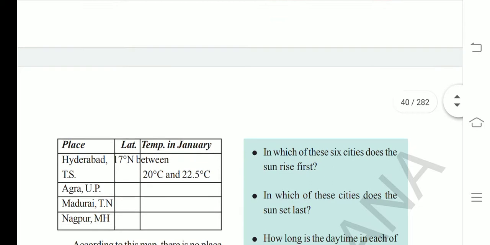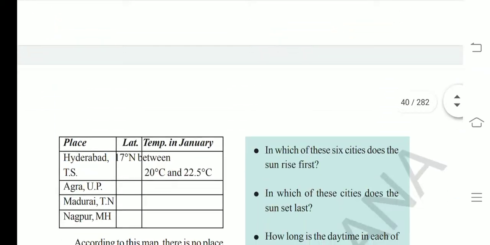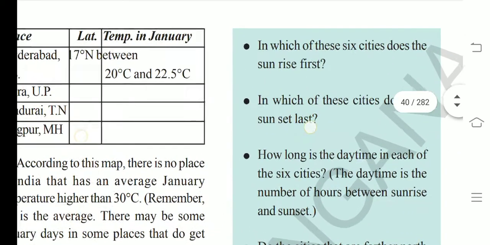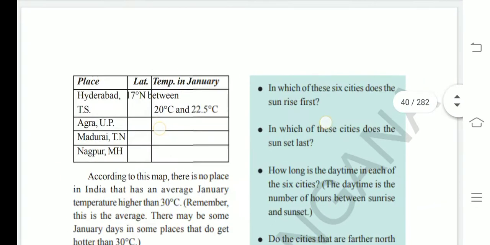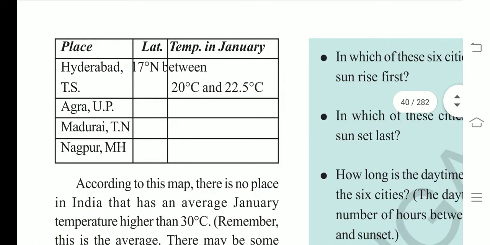Let's move to this one, the place Hyderabad in the month of January. See, the table here is given. You are asked to find the temperatures in the January month. At Hyderabad, which is at 17 degrees north latitude. Dear students, this is the place. Yes, this is Hyderabad. What is their LAT? LAT means latitude. So where is Hyderabad located? Hyderabad is located at 17 degrees north latitude, right? That is in Telangana state.